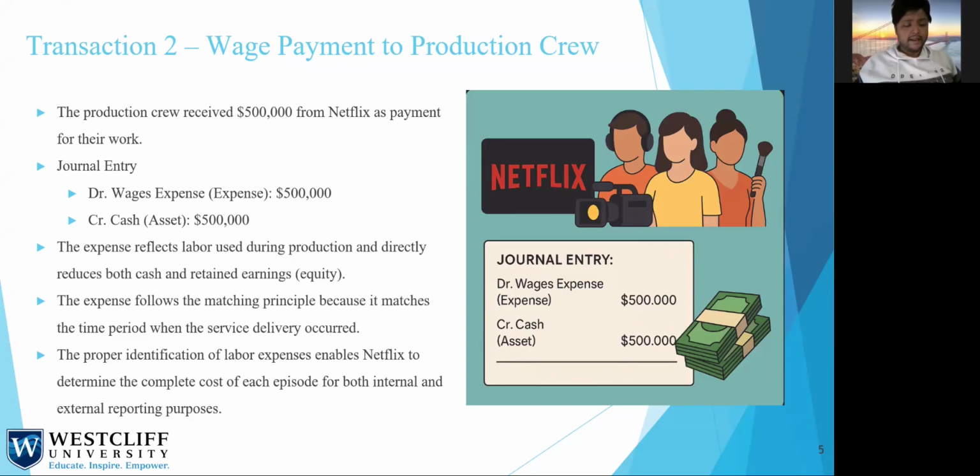The key accounting principle here is that expenses are recognized when incurred, not necessarily when cash changes hands. This gives a more accurate picture of the cost associated with producing each episode and ensures that financial reports reflect the true cost of operations.